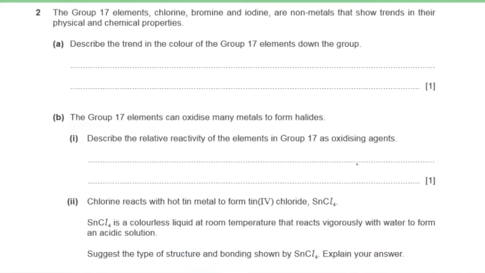Question number 2, part A. The group 17 elements, chlorine, bromine, and iodine, are nonmetals that show trends in their physical and chemical properties. Describe the trend in the color of the group 17 elements down the group. So the colors, they get darker as we go down the group. So we can write that halogens get darker as we go down the group.